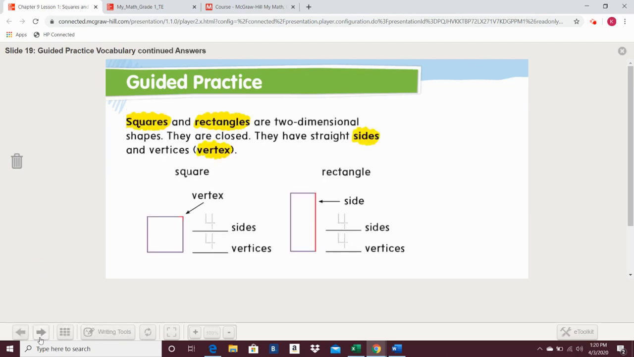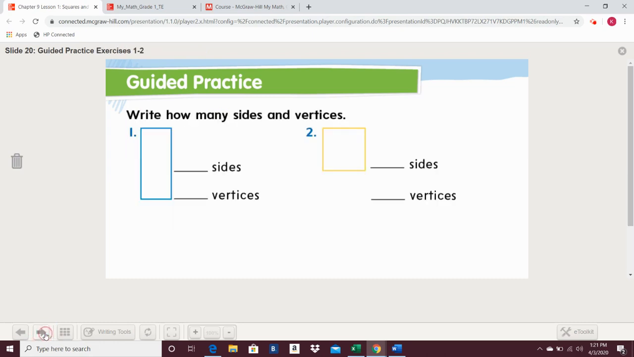Now, look at the next part of your page. So squares and rectangles are two-dimensional shapes. They are closed. So a square is a closed shape. A rectangle is a closed shape. They have straight lines and vertices. So just like we said earlier, a square has 1, 2, 3, 4 sides and 1, 2, 3, 4 vertices. The same goes for rectangles. They have 1, 2, 3, 4 sides and 1, 2, 3, 4 vertices.